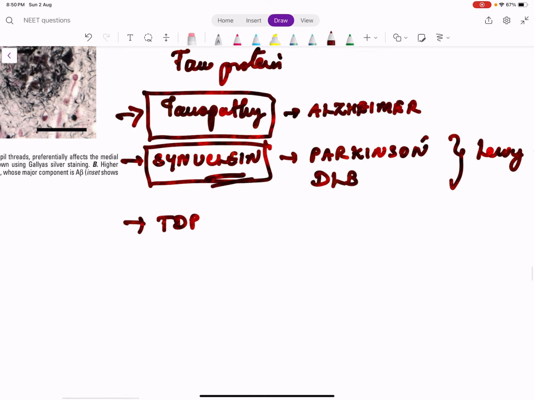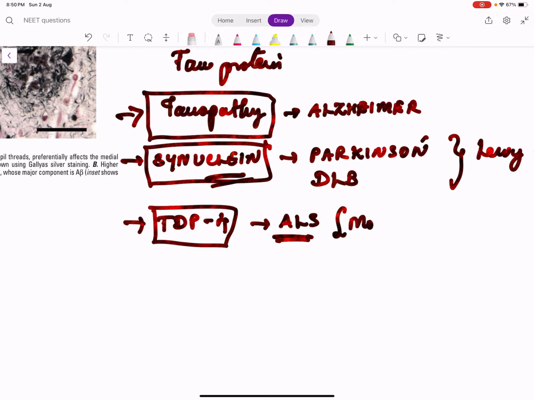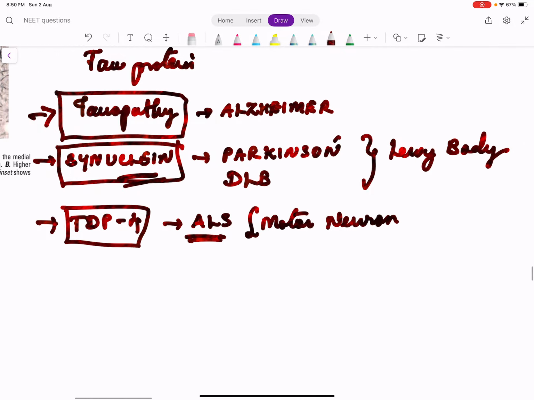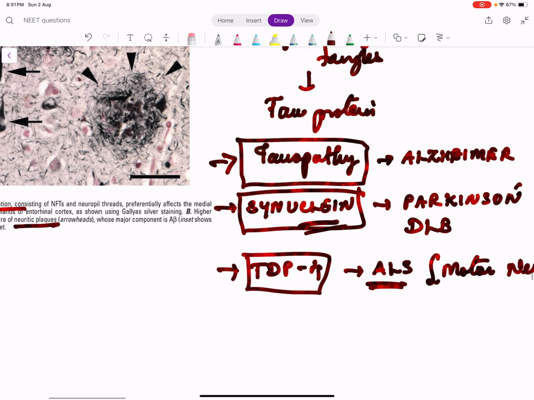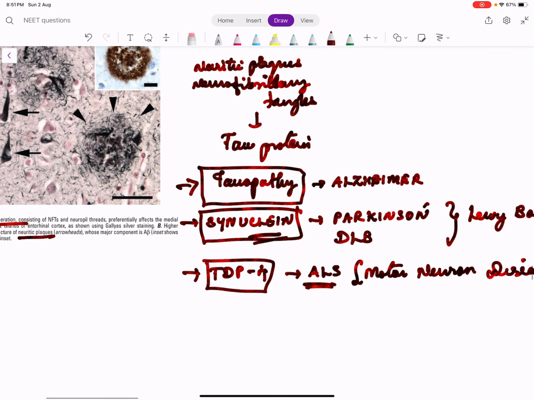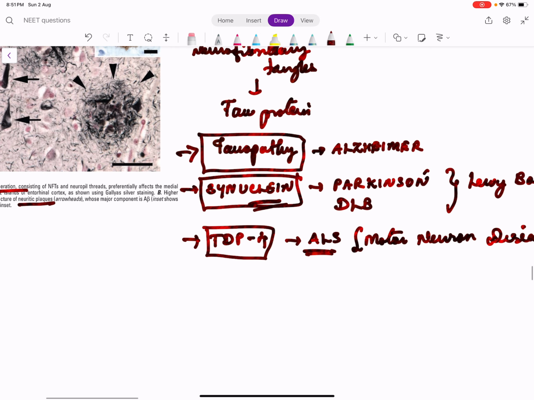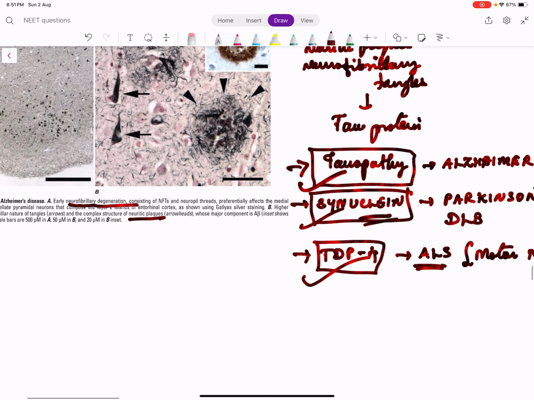Here a protein called TDP-43. So TDP-opathies. So one disease is amyotrophic lateral sclerosis, which is a motor neuron disease. We'll discuss that later, about motor neuron diseases. So just remember, neurodegenerative diseases come under one of some protein deposits, either tauopathy, synucleinopathy or TDP-43.